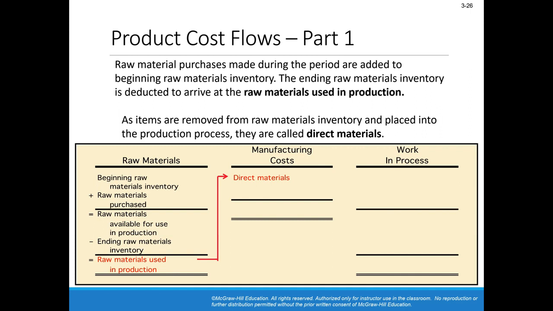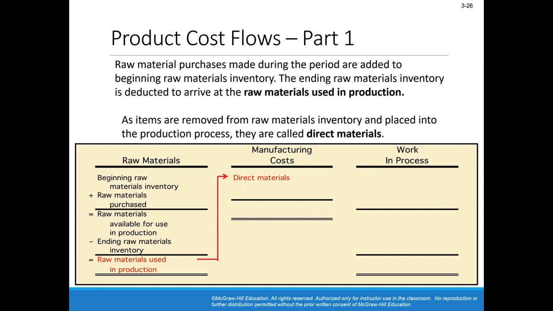So we add that to the beginning balance. Whatever we have in the beginning, we're buying more stuff, so we're going to add to it. That gives us the total raw materials available that we can use. And then we have to deduct out, what are we taking out of the raw materials? That's our direct materials that we're moving over into that work in process.